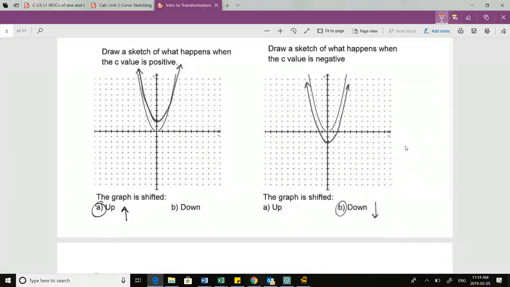If the C value was positive, you should have noticed that your graph was shifted up. So you should have a sketch kind of like this. And if C was negative, you should have noticed that your graph was shifted down. So you should have a sketch like this.